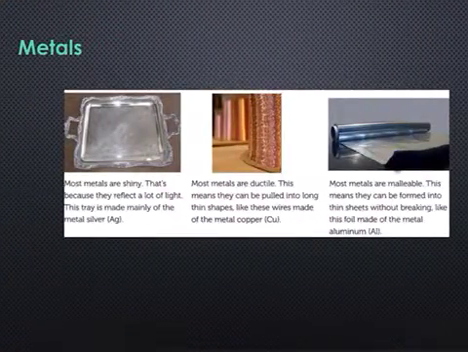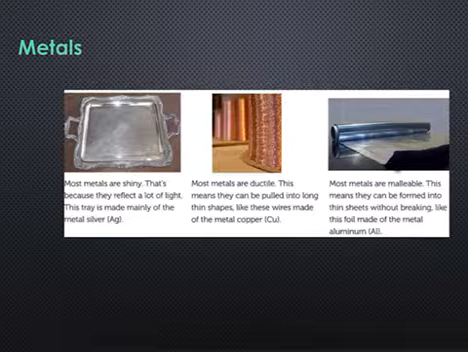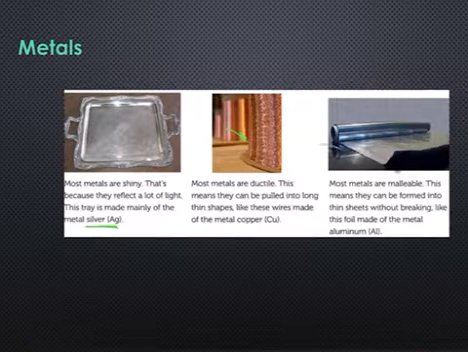Metals, here's a couple examples. They're shiny because they reflect a lot of light, so this would be a silver tray. They're ductile, so this has a spool of copper wire. And then, like I said, our aluminum foil represents malleability.